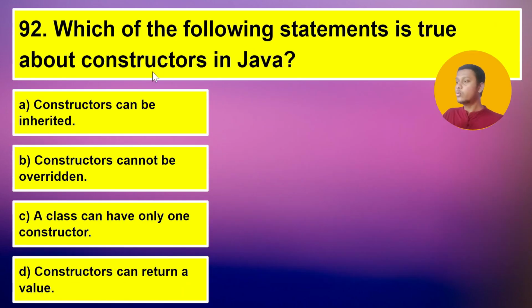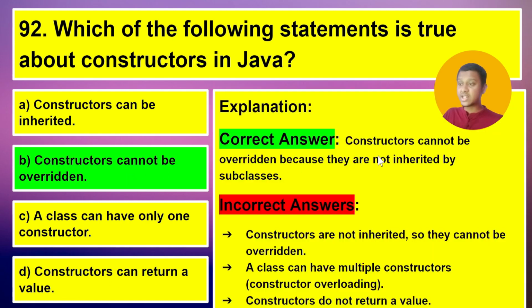Our next question is, which of the following statements is true about constructors in Java? Constructors can be inherited, constructors cannot be overridden, a class can have only one constructor, constructors can return a value. So here the correct answer is option B because constructors cannot be overridden because they are not inherited by subclasses.